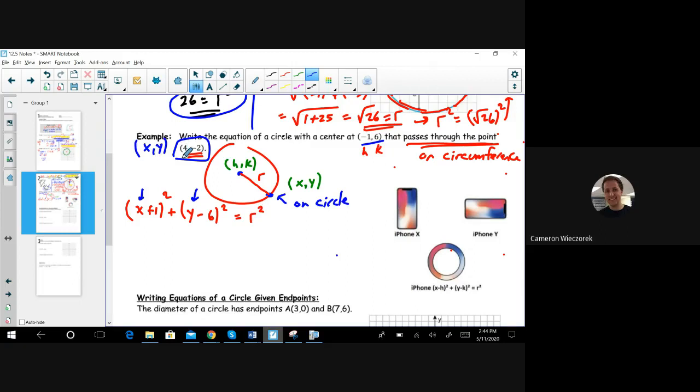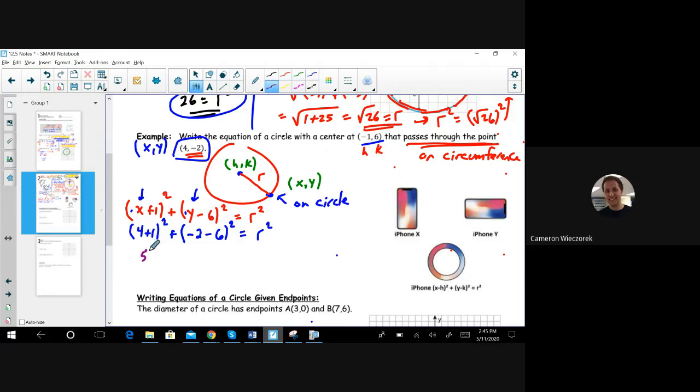So what's x? X is 4. I got (4 + 1) squared plus y is -2 minus my k value, which is 6. And notice I'm only changing the sign on h and k. I'm not changing the sign on the x and the y because there's no negative in front of them. Equals r squared. And all I need to get is r squared because that's what's in my original equation.